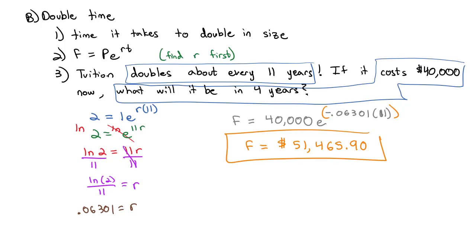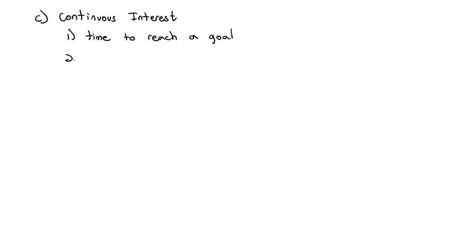Both the doubling time and half-life problems use a very similar formula and process in order to solve. And that formula should look familiar to you because we've actually used it before. We used it before in continuous interest. And we can use logs and exponents to help us find the time it takes to reach our goal. Again, we're going to use that same formula, F equals PE to the RT. This time F is the future value, P is the present value, R is the interest rate, and T is the time.